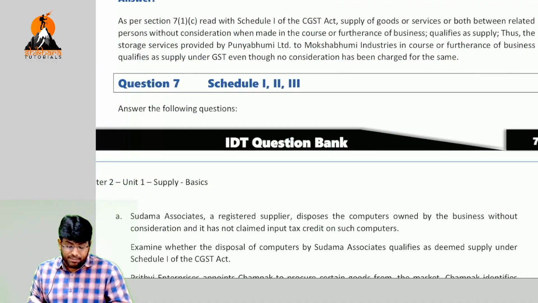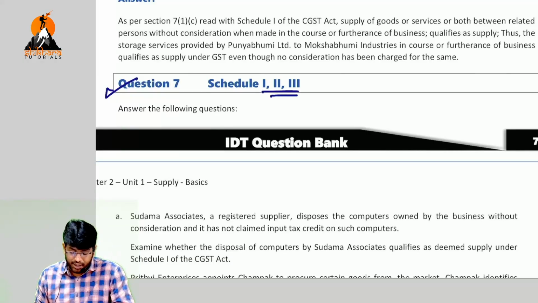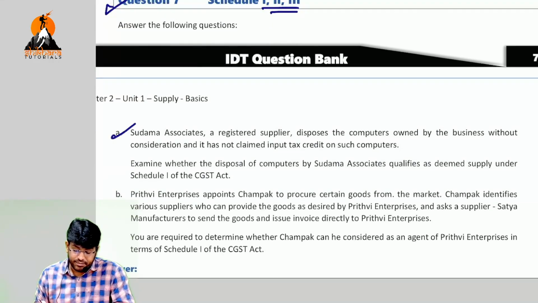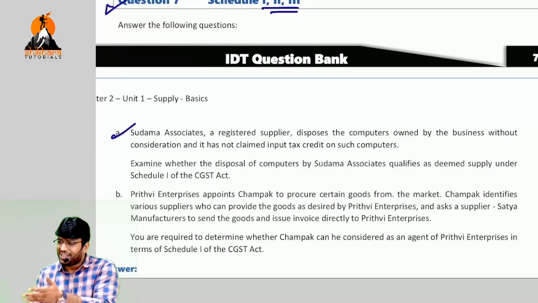Look at this page number 7, question number 7. Schedule 1, 2, 3. First point you see, please, come on. Need not pick up the book. Leave it. Big book is not required. Look at this.